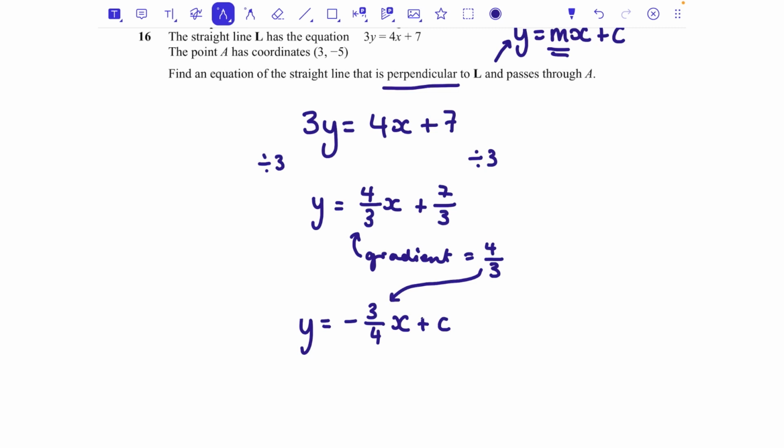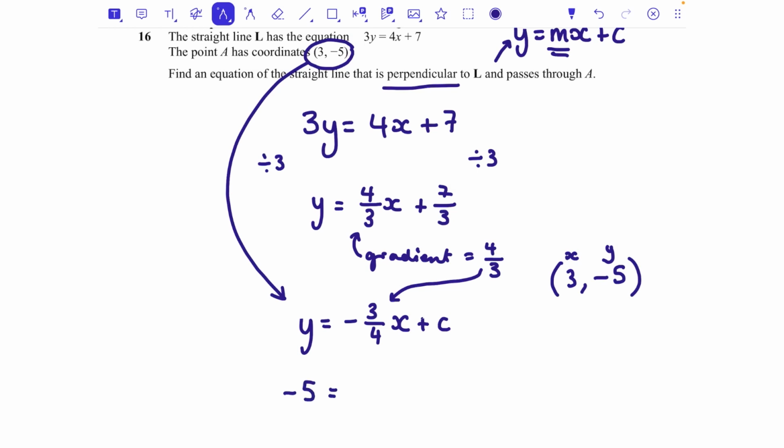Now, I need to know a point that lies on the line in order to work out what c is. If a coordinate, like they've given us this one, lies on the line, it will make the equation true. And with (3, -5), we have an x coordinate of 3 and a y coordinate of minus 5. So I'm going to put minus 5 where the y is, equals minus 3/4 times 3, add c. So you're just putting the x as 3 and the y as minus 5. And c just has to take whatever value is going to make this equation true.